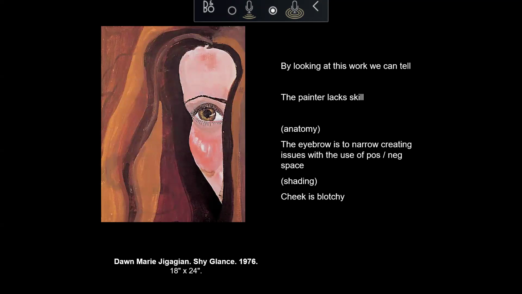right? Now, by looking at this work, our first reaction is that the artist lacks skill. Now, the context upon which this artwork was created in 1976, it was valued at a different caliber than how we see art today, or how it would have been seen 400 years ago, right?